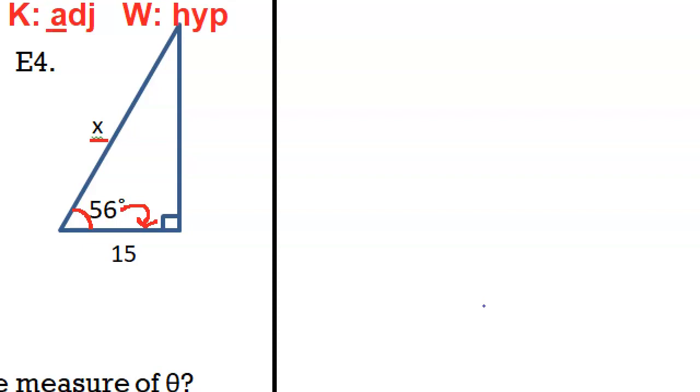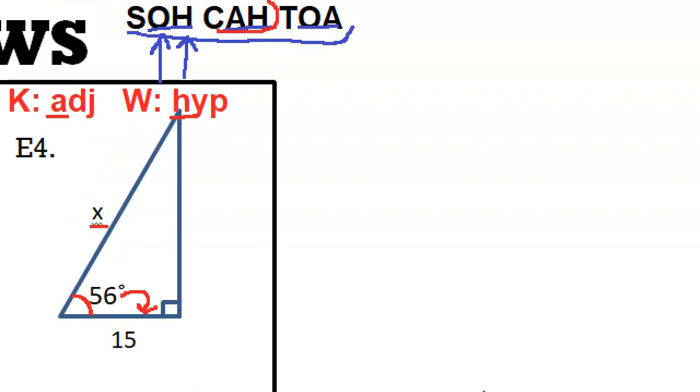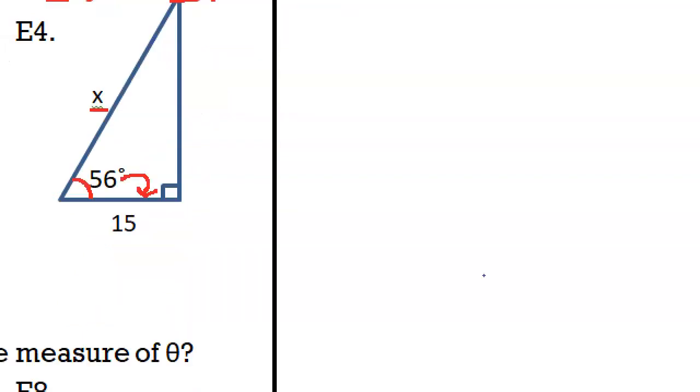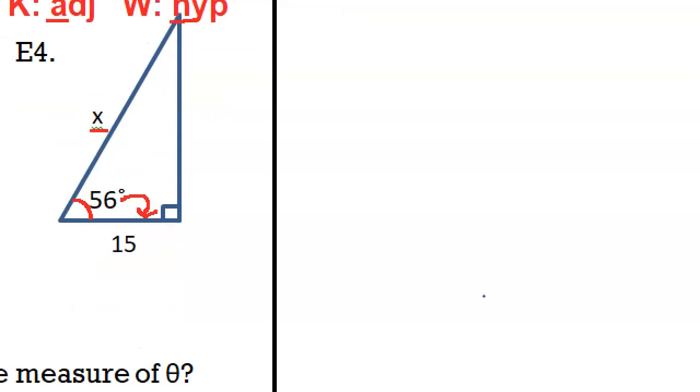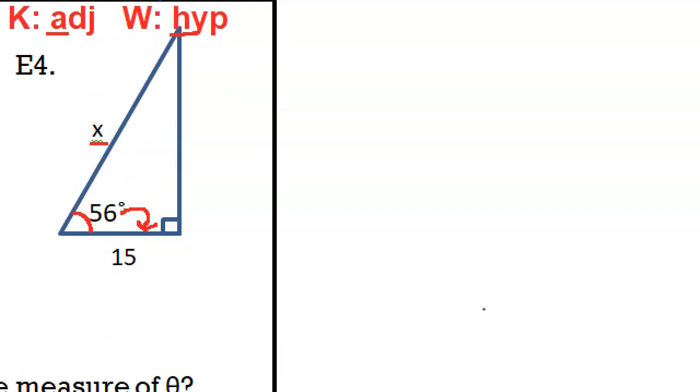So that means we need to find the rule that uses the letter A and the letter H. That would be cosine. And that makes pretty good sense because we just did an example with tangent and an example with sine, so it makes pretty good sense that we are going to use cosine. So cosine of 56 equals the adjacent, which is 15, over the hypotenuse, which is x.